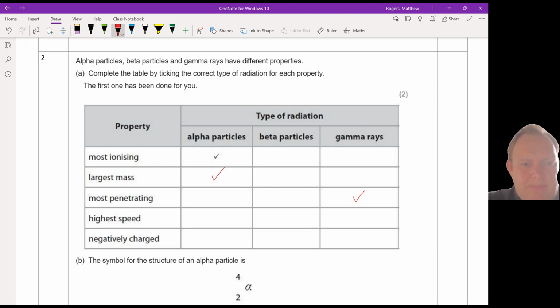The highest speed, all 3 travel quickly, but our gamma rays travel at the speed of light, and we know nothing travels faster than the speed of light.